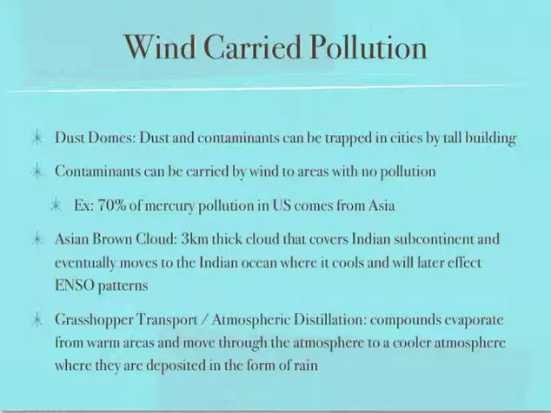Another pollutant that comes from Asia is the Asian brown cloud. This doesn't reach the U.S., but it does have effects on the El Niño weather patterns that we can see on our west coast. The Asian brown cloud is a 3-kilometer thick cloud that rests over the Indian subcontinent for most of the year, but eventually it will be pushed out into the Indian Ocean. This is where it cools and then has effects on the different ocean patterns.